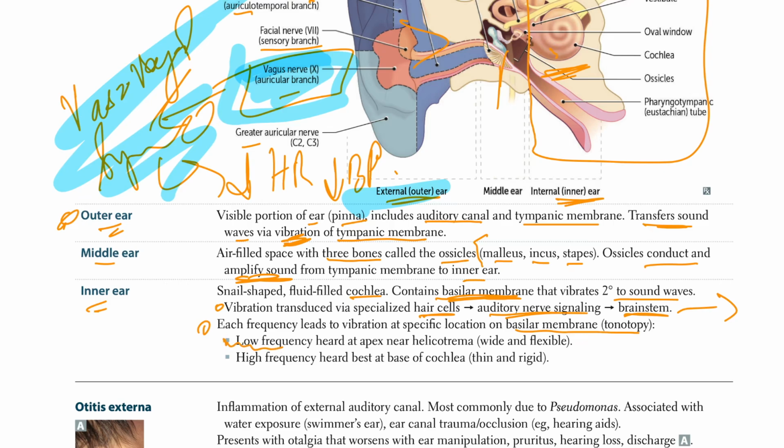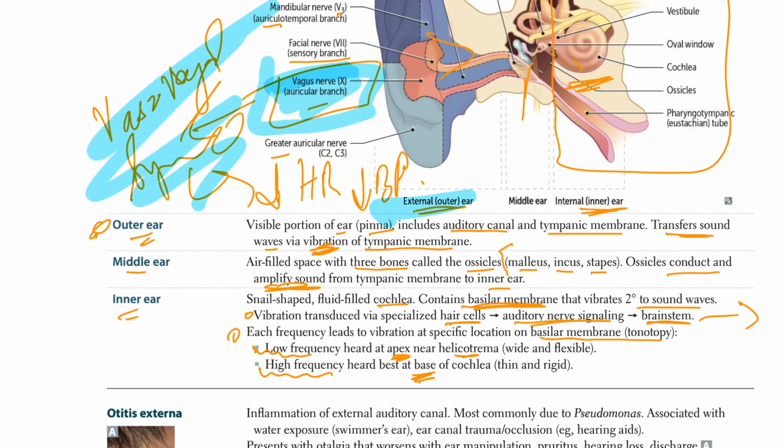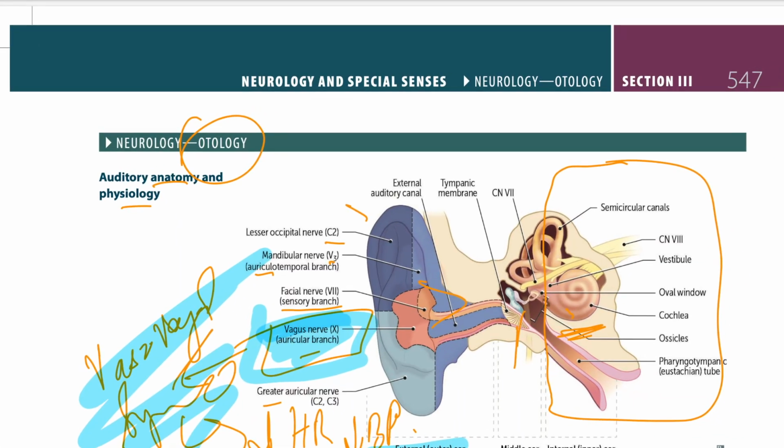Low frequencies are heard at the apex near the helicotrema, which is wide and flexible. High frequencies are heard best at the base of the cochlea. So what is this helicotrema? Let's just draw a couple things here. Where should I draw here? Okay, so let's just maybe think about it. This is a cross section of this point. So all we have is sort of this.